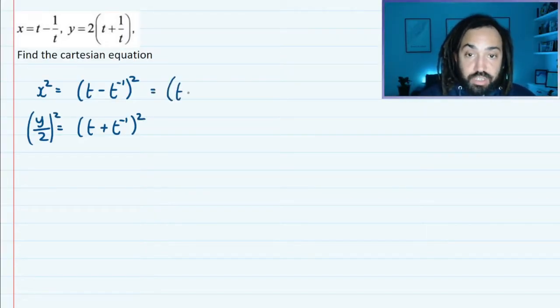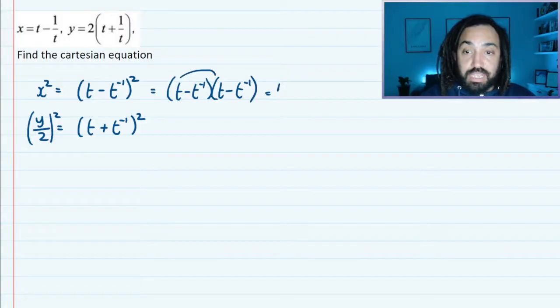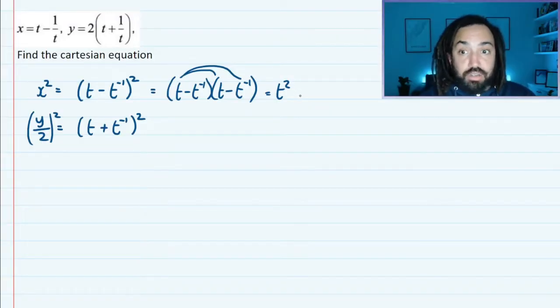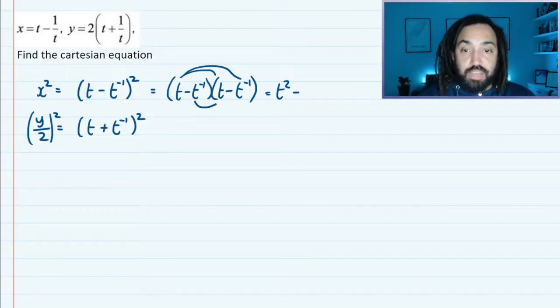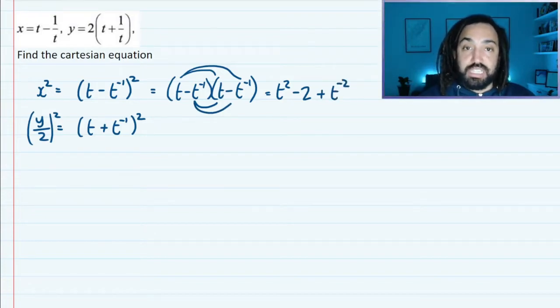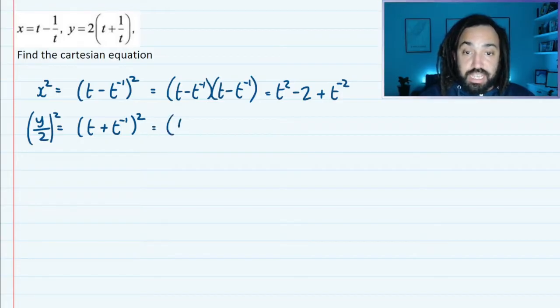Well, over here we're going to do t minus t to the minus 1 times by itself. And that will give me t squared. t times minus t to the minus 1 will be minus t to the 0, which is just minus 1. And then here we're going to also get minus 1, so that makes minus 2 in total. And then this last term will be positive because of the 2 minuses, and that will be t to the minus 2 because we add the powers when we multiply t's. Okay, great.